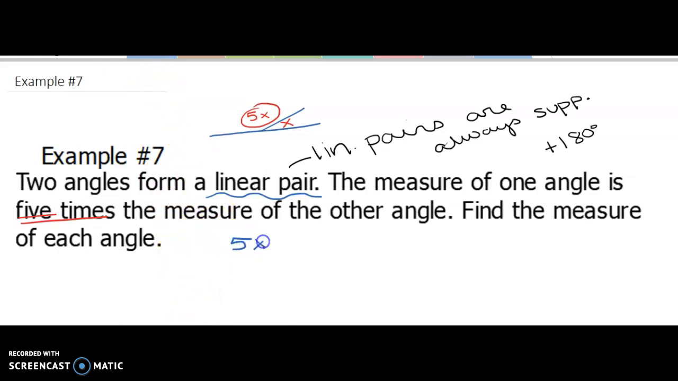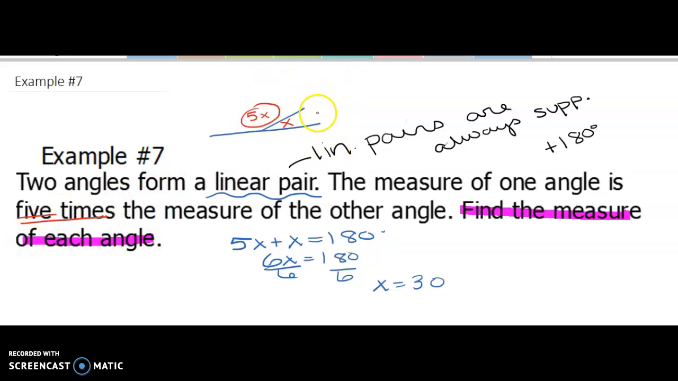So 5x plus x equals 180. If I divide both sides by 6, I get x equals 30. Now, we are not done. Why are we not done? We're not done because the question didn't ask us to solve for x. The question wanted us to find the measure of each angle. Okay? So we have to go and plug this 30 back in.